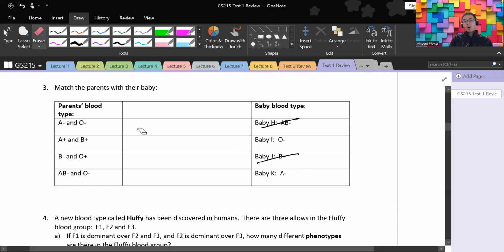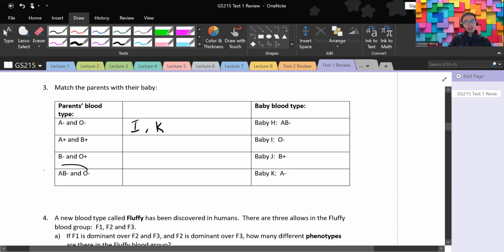So we don't know at this point whether it is baby I or baby K, right? We don't have enough information to say it is one over the other. So I'm just gonna put both here. I'm gonna put I and possibly K. We will cross it out later on.